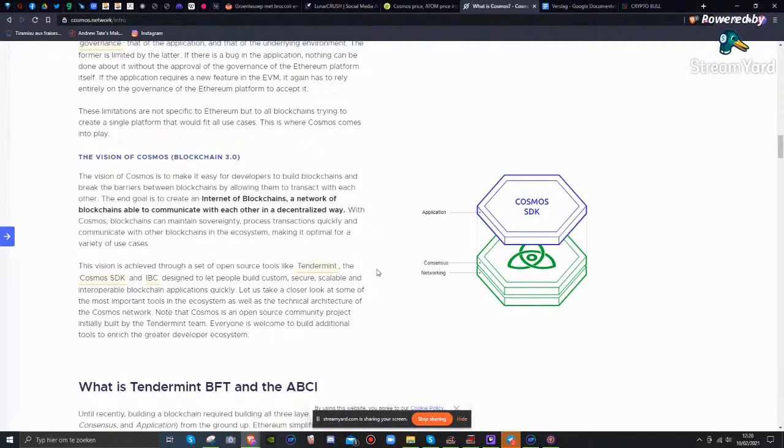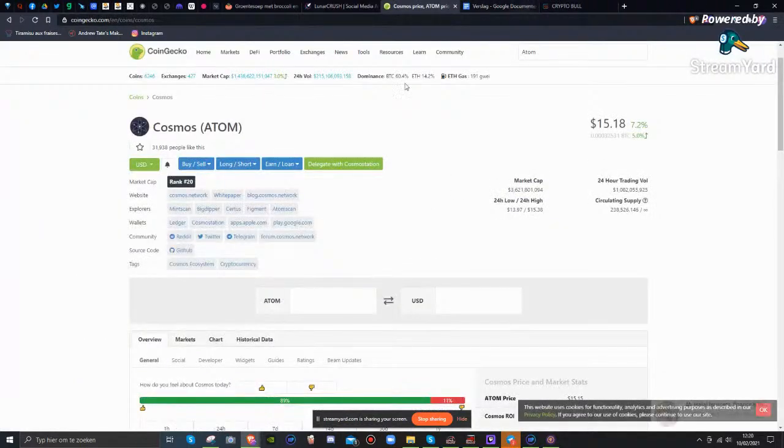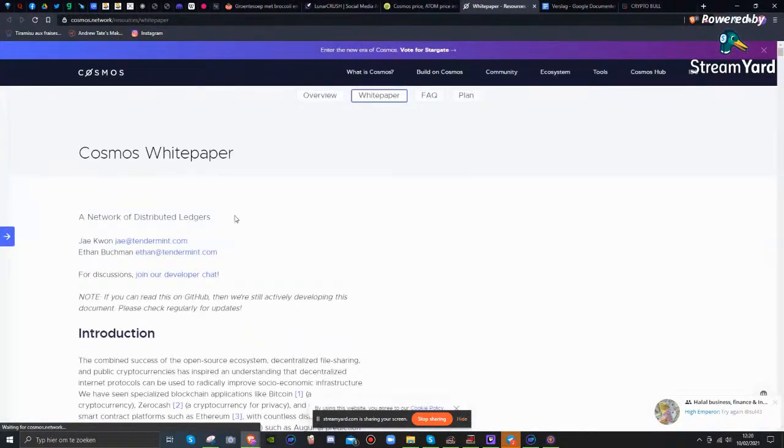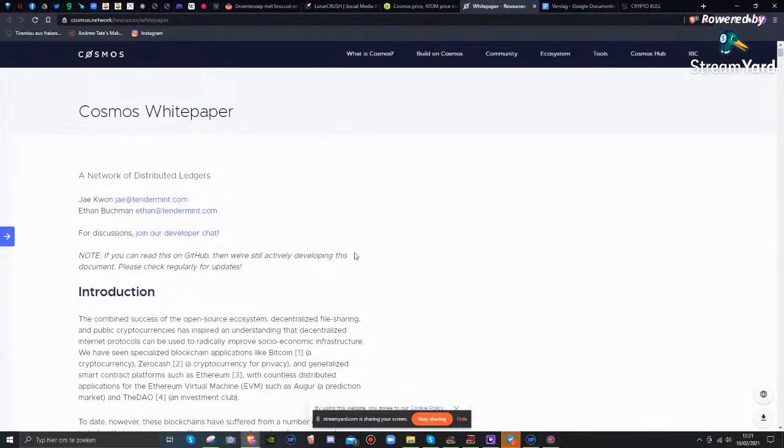It still has potential. I'm pretty sure there are good use cases which can make use of Cosmos, but I'm a bit afraid about their long term future. So I'm going to get out of the website, going to take a look at their white paper, and okay, it's easily available.